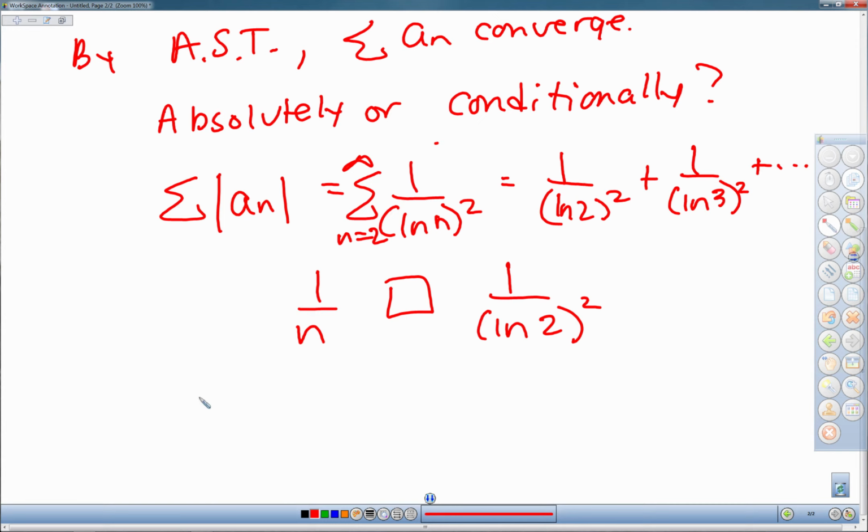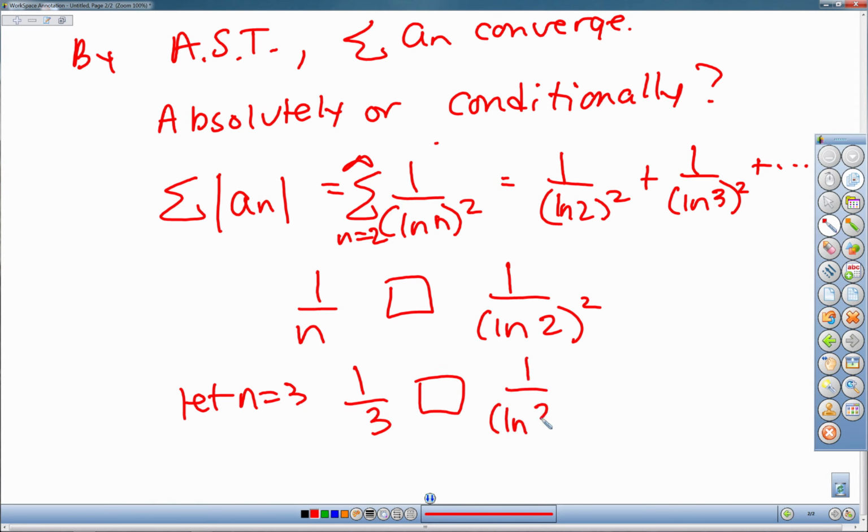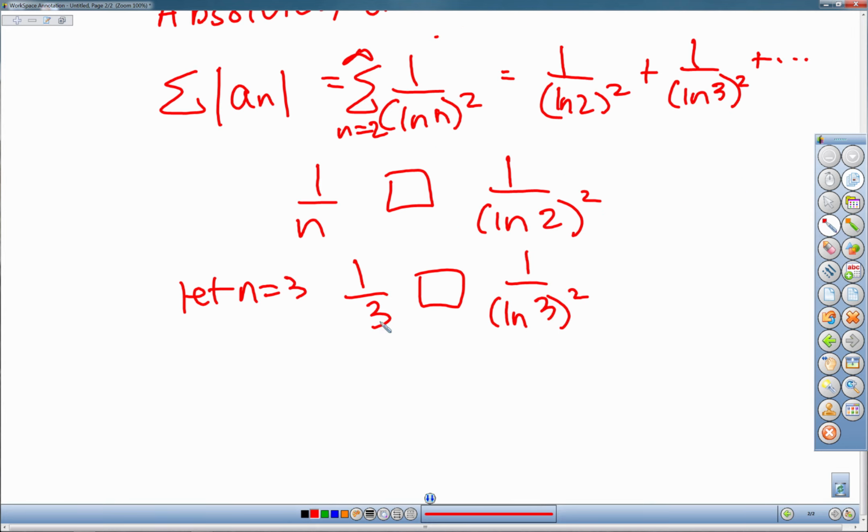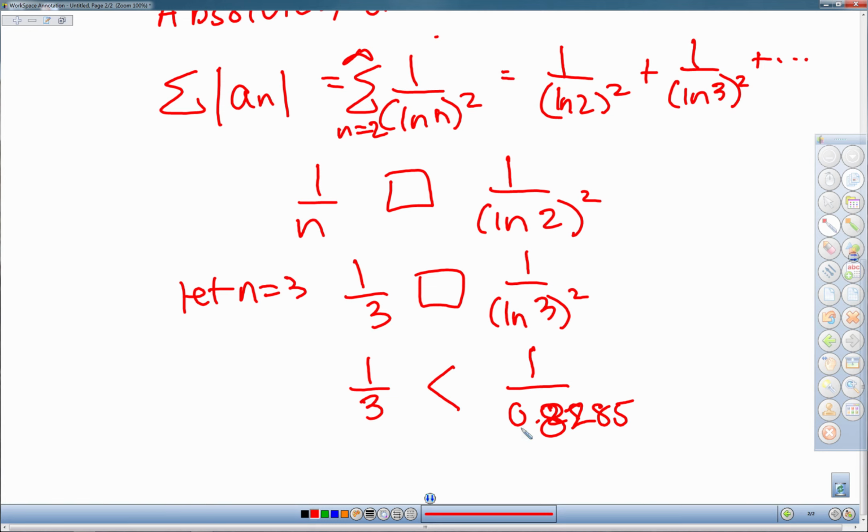Let's try n equals 3. That's going to give me 1 over 3, and we want to know how that compares to 1 over the natural log of 3 quantity squared. Well, I'm going to need my calculator on this one, and I've got that this is 1/3, and over here this is 1 over 0.8285. And what we have is that this guy right here is clearly larger.